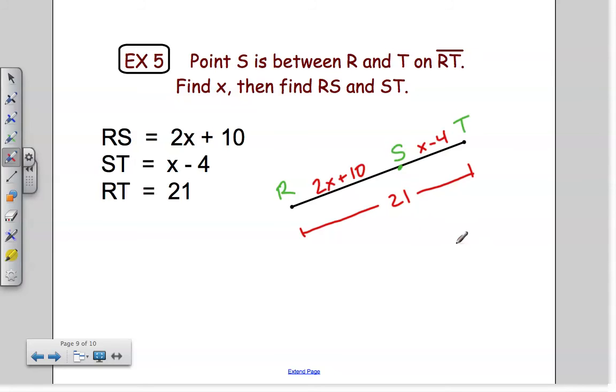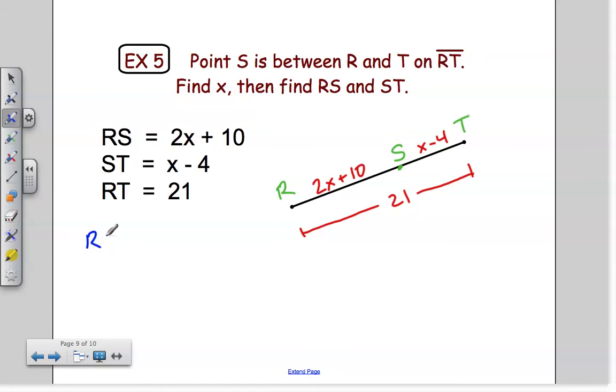This is using segment addition. I have one big segment, length of 21, which is divided into 2 smaller segments. I know that when you have 2 parts of a segment that combine to a whole thing, you can add the 2 parts together to get the entire segment. That's what segment addition tells you. S was between R and T, so add RS and ST together, get the whole thing.